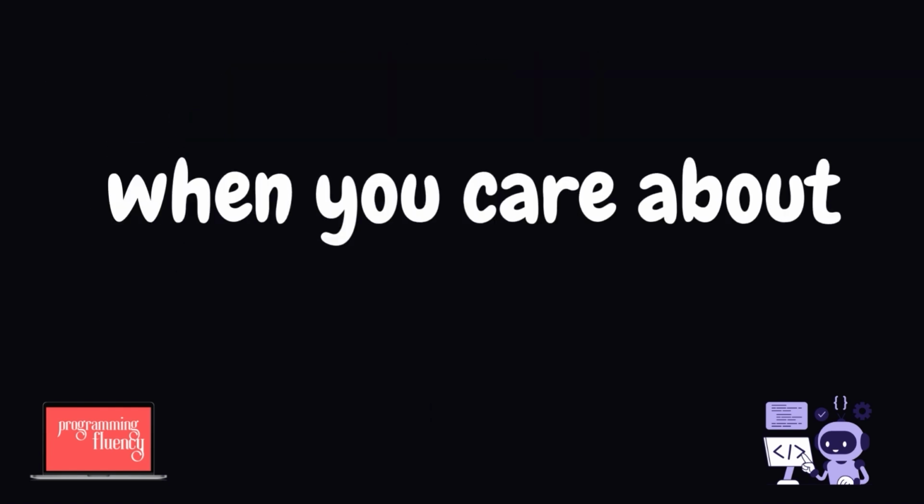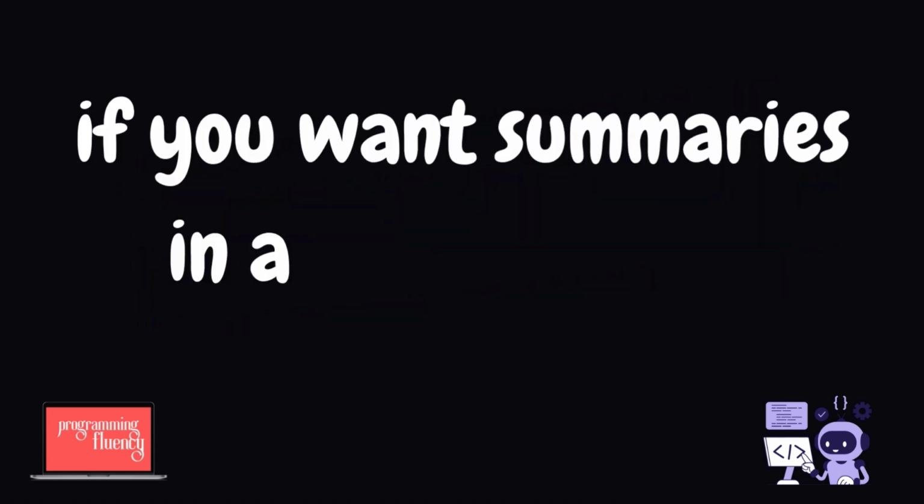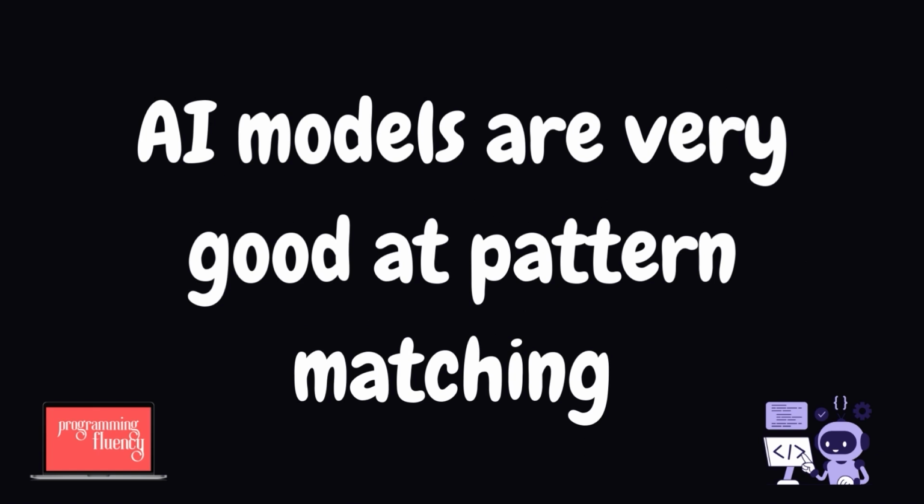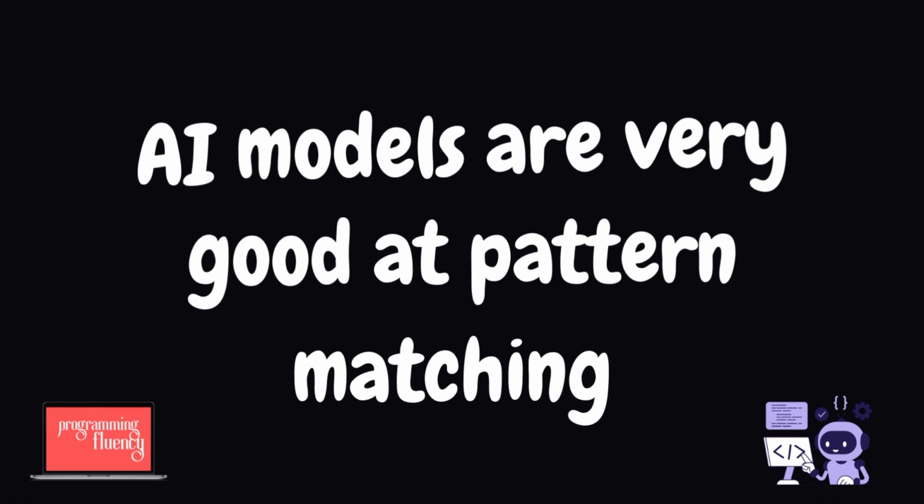And this is incredibly useful when you care about format or style. For example, if you want summaries in a very specific format, show one example summary and say, now do the same for this input. AI models are very good at pattern matching when the pattern is clear.